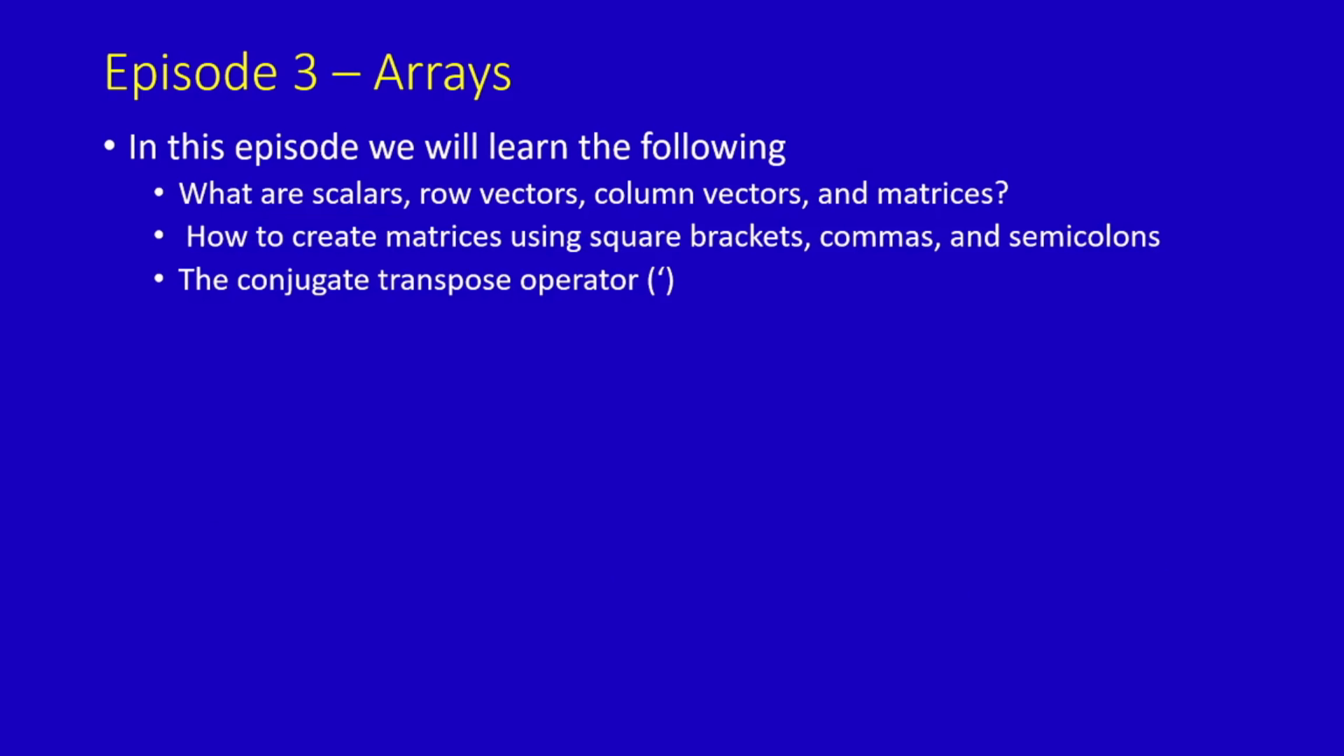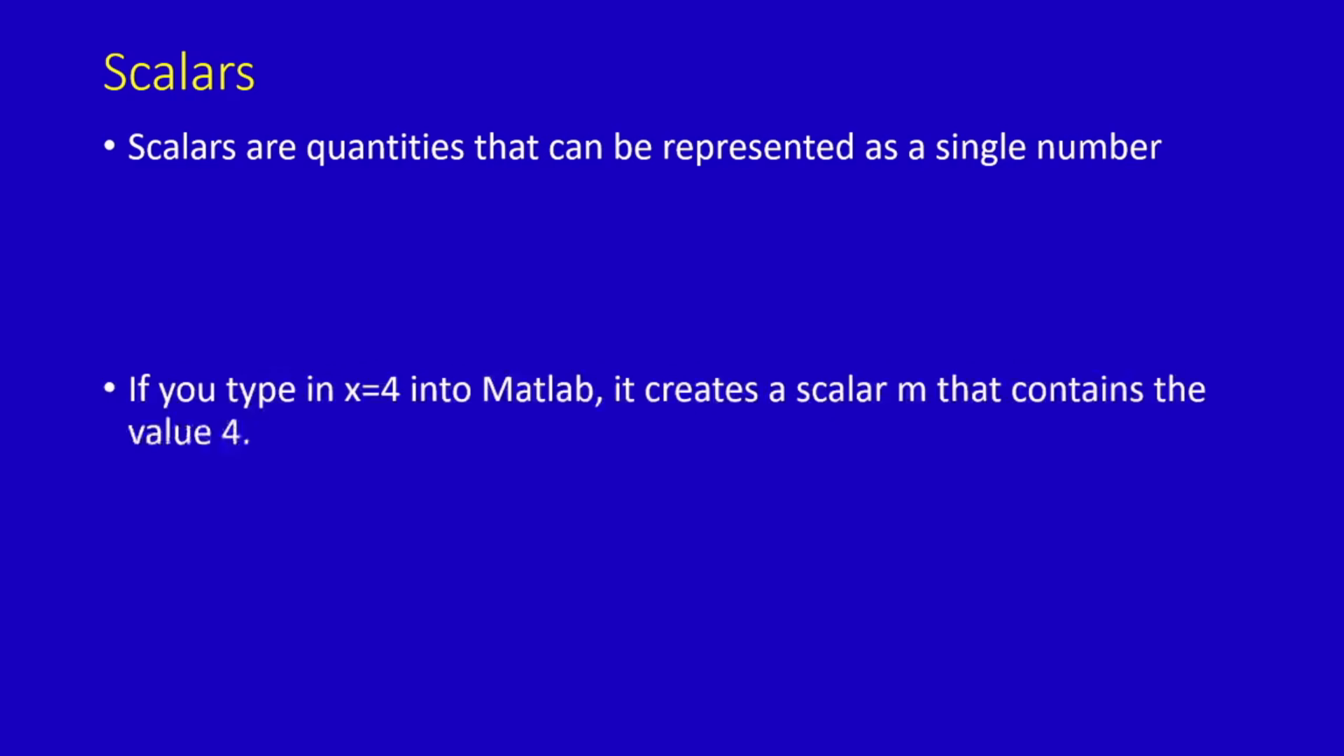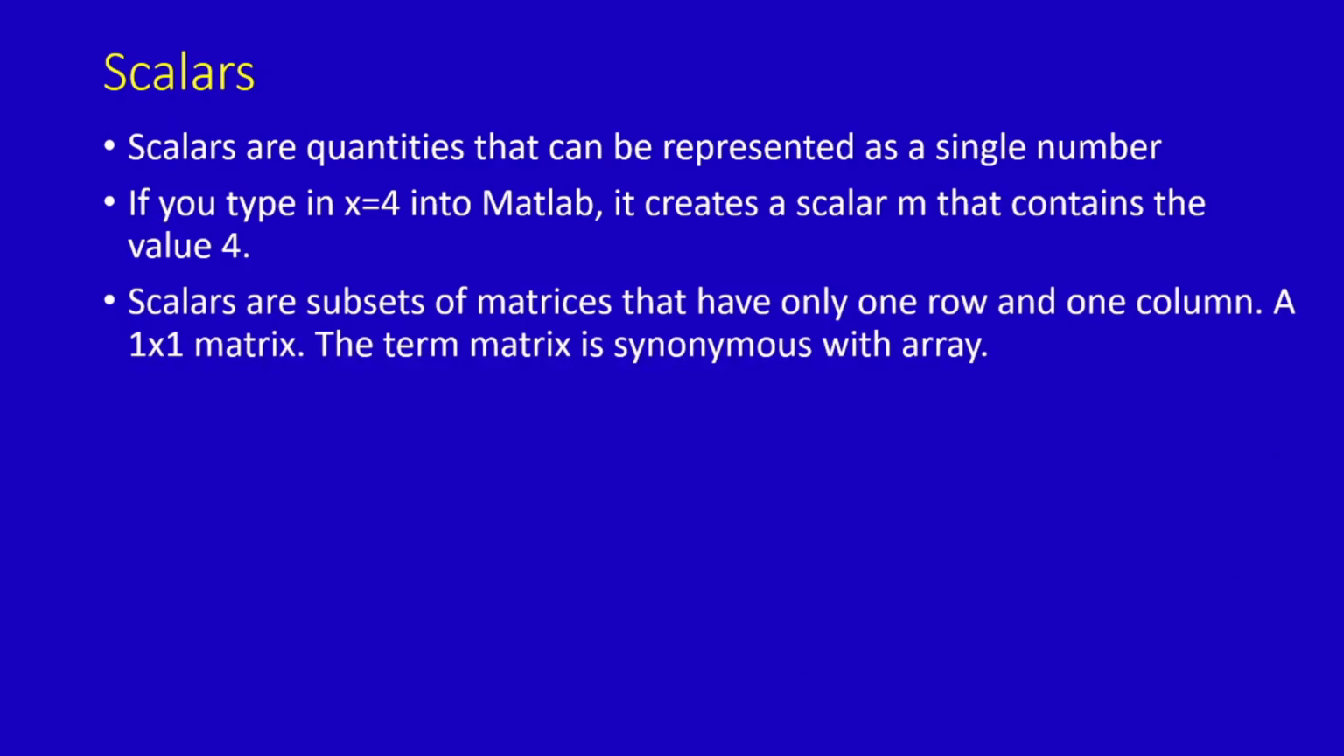Scalars. Scalars are quantities that can be represented as a single number. Technically, there's some more to it, but that's really what it is. If you type x equal 4 into Matlab, it creates a scalar x that contains the value 4. Scalars are subsets of matrices that only have one row and one column, a one-by-one matrix. And when we say an n-by-m matrix, we mean that it has n rows and m columns. Matrix is a synonym for array, so that's how that works.